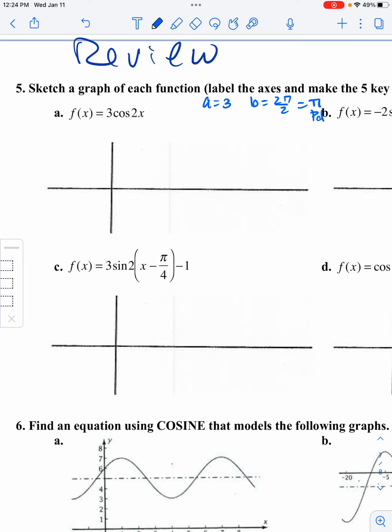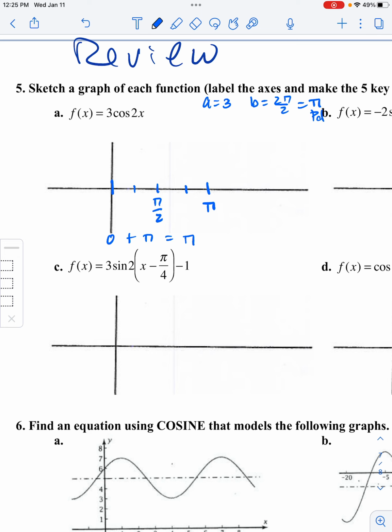So what I like to do is I figure out where I'm starting. Starting is based on the c value. Well, there isn't one. So I'm starting at 0. I'm going to add the period of pi, and I'm going to end at pi. So I'm going to make that right here. Then I need the halfway point, which is obviously half pi. And then these will be quarter marks.